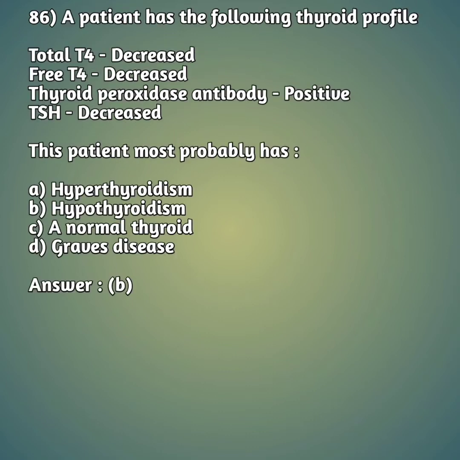A patient has the following thyroid profile. It's a kind of case study question. Total T4 is decreased, free T4 is decreased, thyroid peroxidase antibody is positive, and the TSH is decreased. The patient most probably has option A hyperthyroidism, option B hypothyroidism, option C a normal thyroid, and option D Graves' disease. So on going through this thyroid profile, what will be the patient condition? The right answer is option B hypothyroidism. Okay friends, moving to the next question.